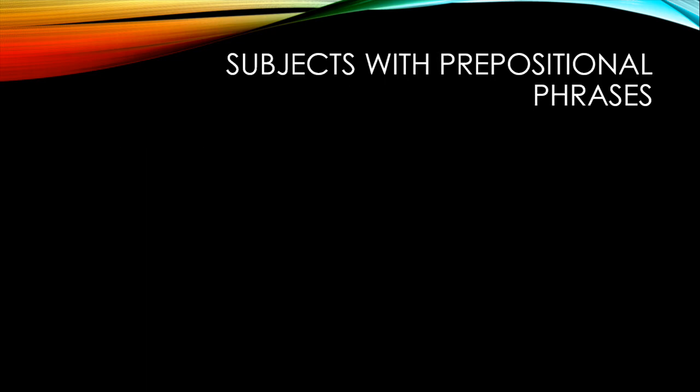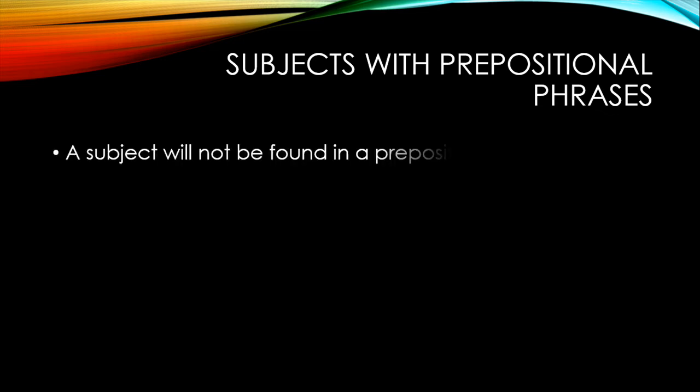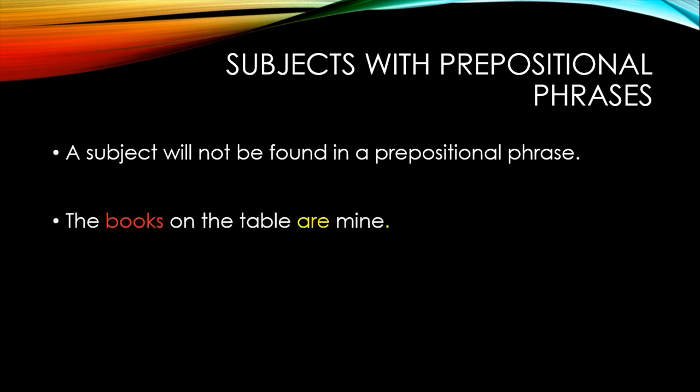Next we have subjects with prepositional phrases. A subject is not going to be found in a prepositional phrase, and that can sometimes make things a little tricky. The books on the table are mine. Are is the verb, and the subject is books. It is not table, okay? And if you think about it, what are mine? Well, it's the books. It's not the table that's mine. It's the books that are mine. But it can be tricky because table is so close to the verb. So you got to be thinking about which is it.